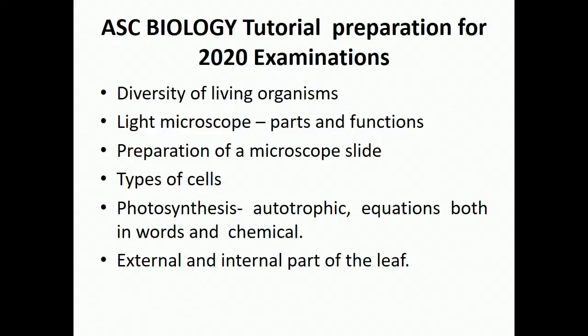The equation for photosynthesis, both in words and in chemical symbols. In words, you start with carbon dioxide plus water, and you have an arrow. On top of that arrow, you write light energy, and below it chlorophyll. The arrow indicates the products, which are glucose plus oxygen.